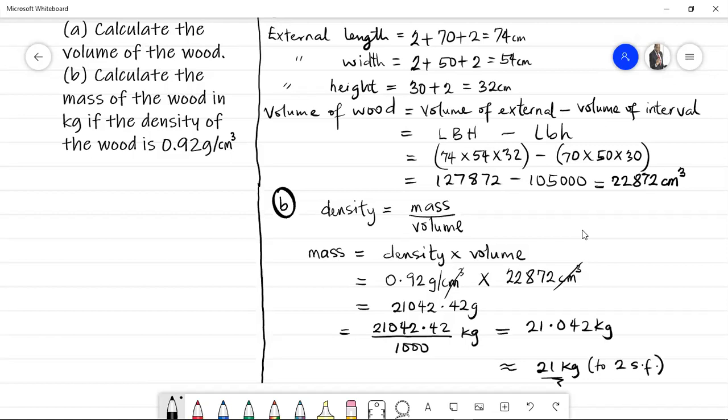I believe this is very, very clear to everyone and very explanatory. Okay, an example on solving volume of a solid shape.